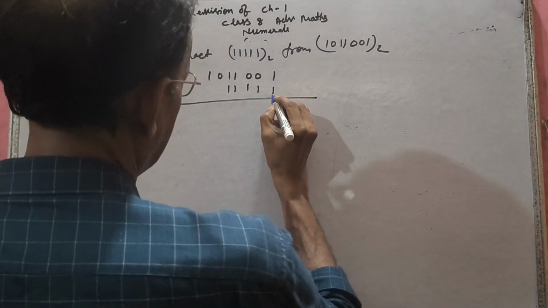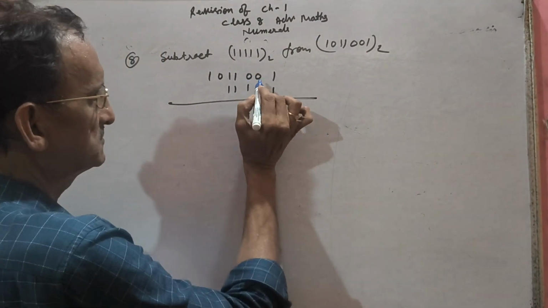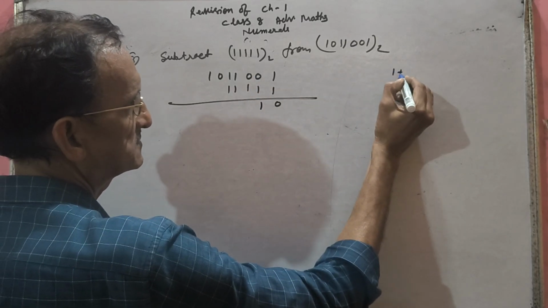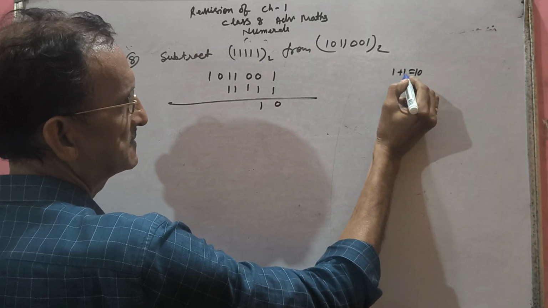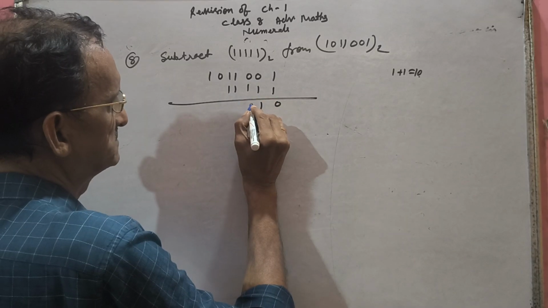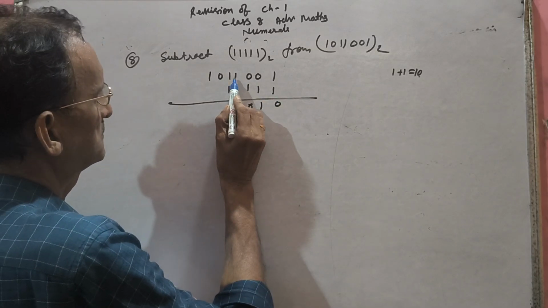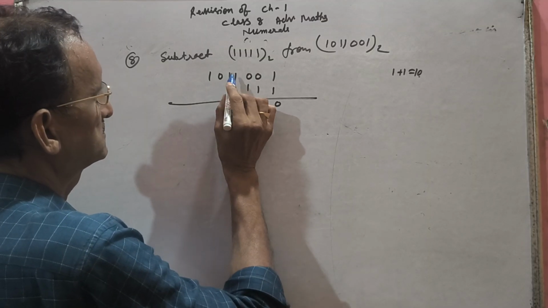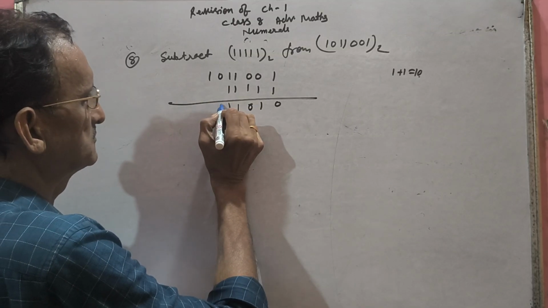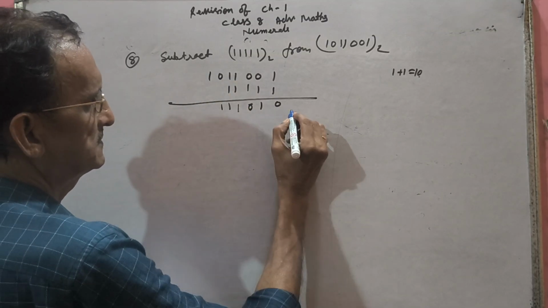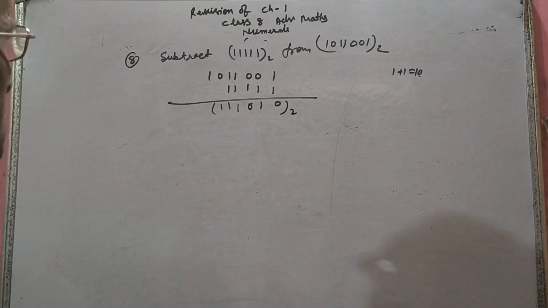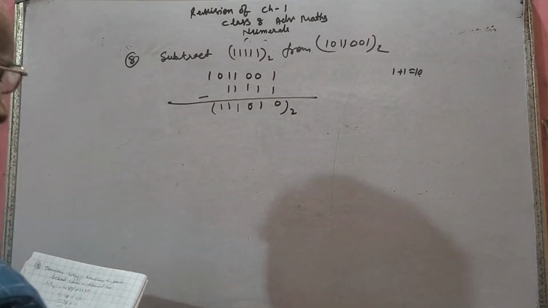Now subtract: 1 minus 1 is 0. From 0 you cannot subtract 1, so we'll borrow 10. 10 minus 1 is 1, because 1 plus 1 is 10. And this will become 1 obviously. So 1 minus 1 is 0. This is no more 1, already given. 10 minus 1 is 1. This is also no more 0. 10 minus 1 is 1, and this becomes 1 when we borrow from here. This one is already borrowed here. So this is the answer, 11010 base 2. Understood? This is subtraction.